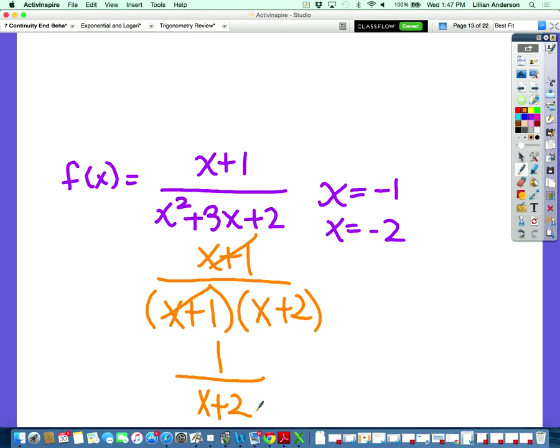A removable discontinuity. And the removable discontinuity occurs at what value? X equals -1. Whatever cancels out, you set that factor equal to 0 to find out that the hole occurs at -1. So this is a removable discontinuity here.